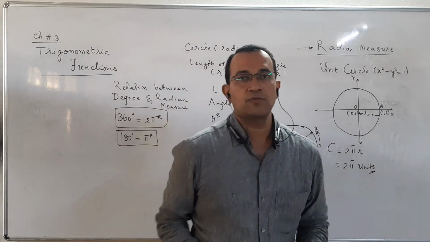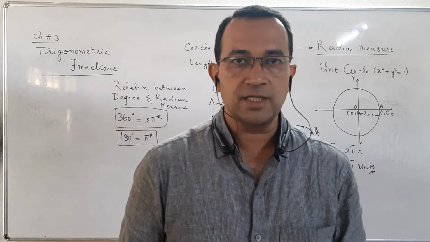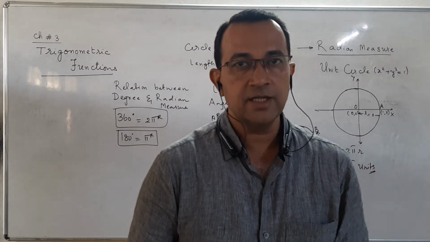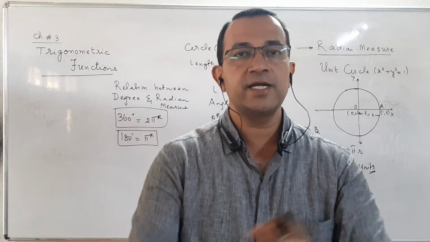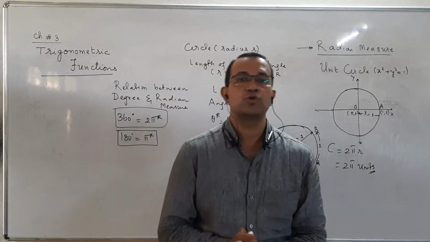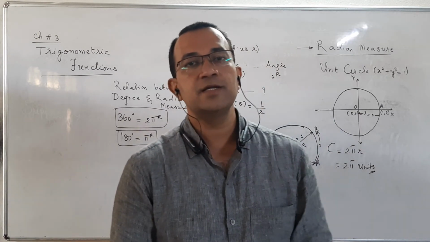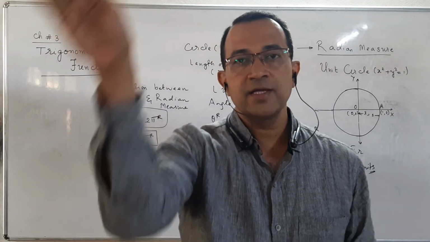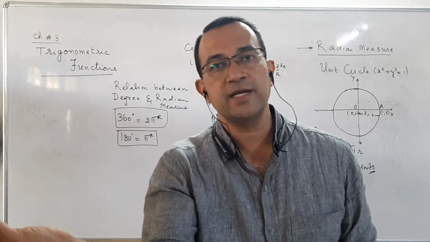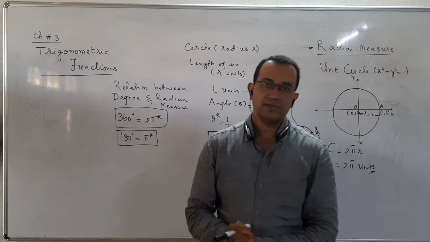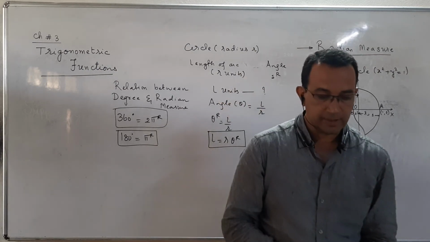In degree measure, one complete rotation is 360 degree, and in radian measure, one complete rotation is 2 pi radian. So the relation between degree and radian measure is 360 degrees equal to 2 pi radian. So pi radian is 360 by 2, 180 degree. So one semicircle is pi radian, complete circle is 2 pi radian. This, students, we have to remember.